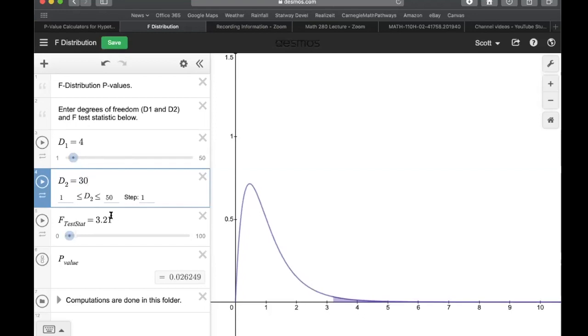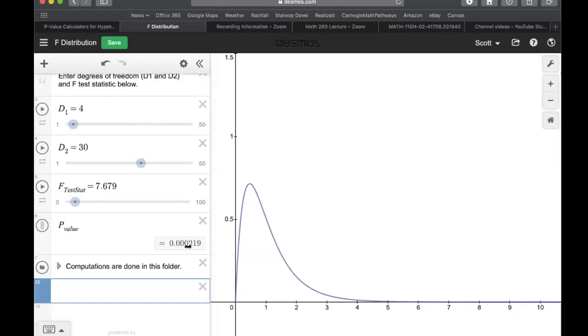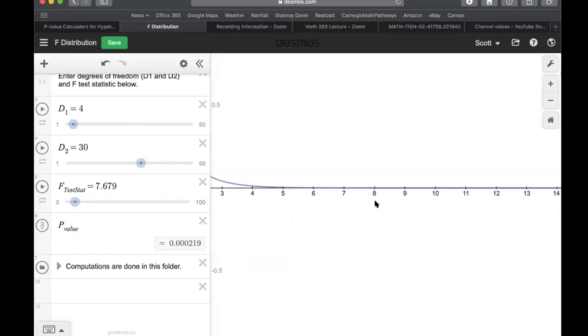Okay, and then you need to put in your F statistic. So ours was 7.679 there. And then down below, you'll see your p-value. Okay, it's always a right tail test. You can't make it out at all here, but presumably if I zoom in on that, I'll be able to see a shaded tail.